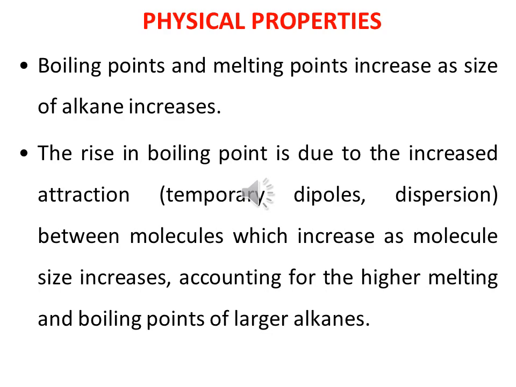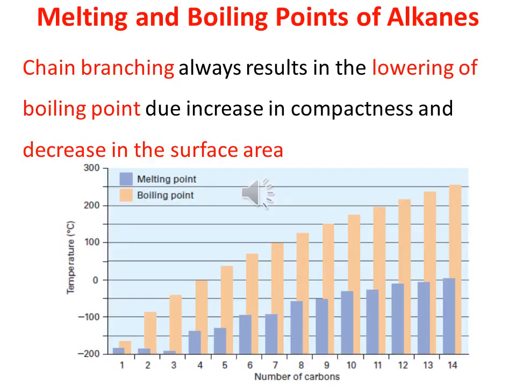So the key point is that the boiling and melting points of alkanes increase as the size of the alkane increases. The rise in the boiling point is due to the increased attraction between the molecules, which increases as molecule size increases, accounting for the higher melting and boiling points of larger alkanes. Here you may see that chain branching always results in the lowering of boiling points due to the increase in compactness and the decrease in the surface area of the alkanes. So as the chain branching increases, the lowering of boiling point is observed due to the increase in compactness and the decrease in surface area.